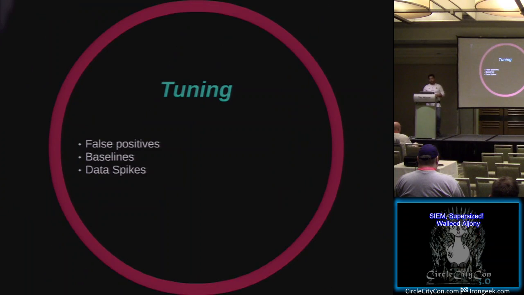Tuning your SIEMs. When you first plug in a SIEM, you'll realize that your environment is very loud, and users are doing all sorts of things. You always want to start out by tuning down the false positives. You'll get some lockout failures, which are just users typing in incorrect passwords. Baselining helps you determine what's normal and abnormal traffic within the environment, and that goes for data spikes also.